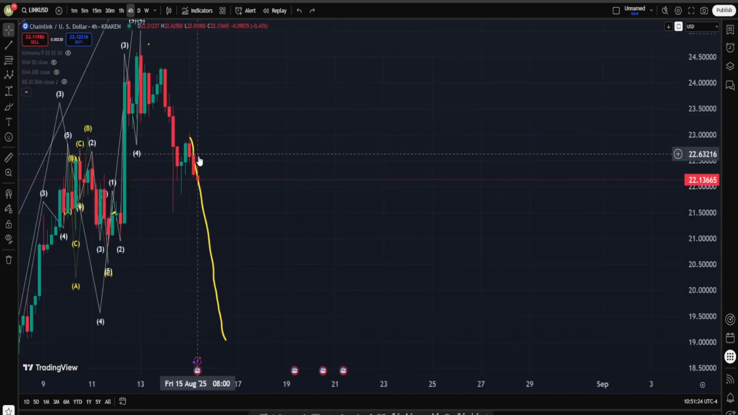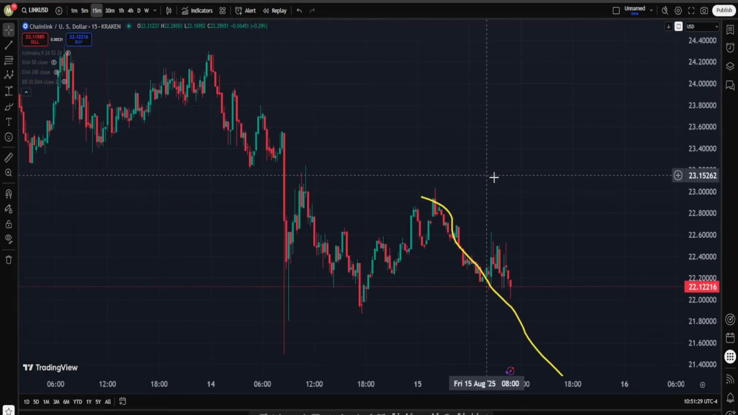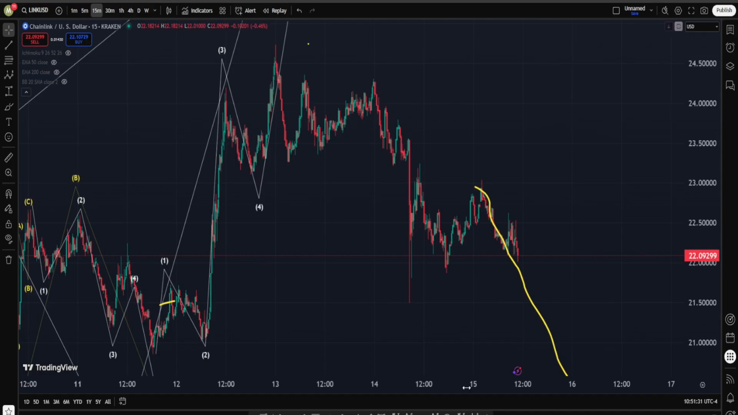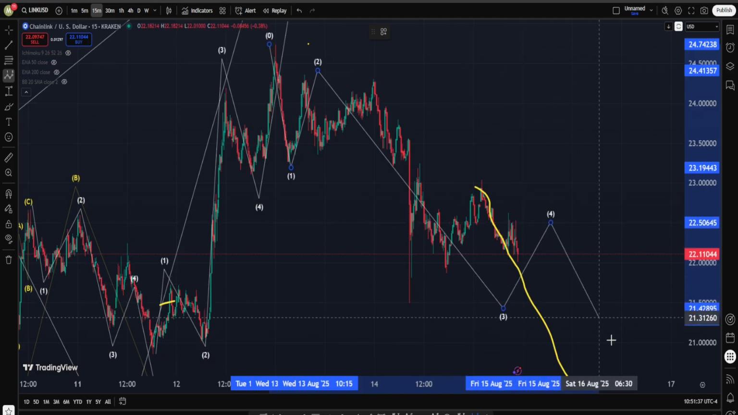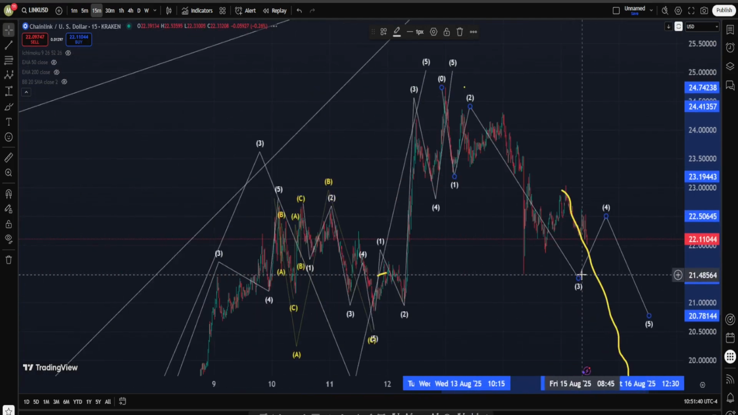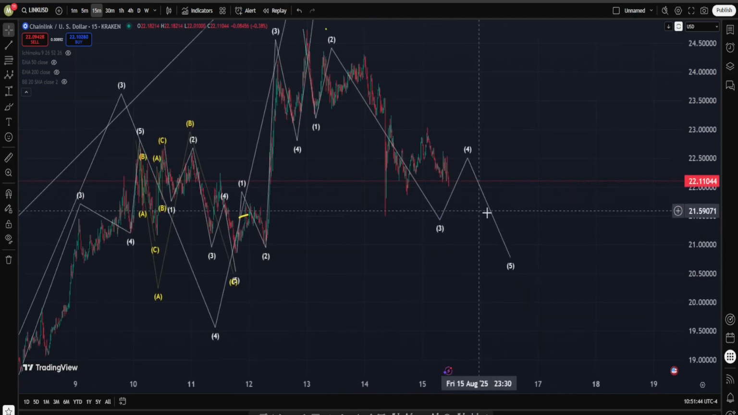Number two, if from the current point we get our move down, at that point, if I just go on 15-minute time frame, I'm thinking you might be able to argue, look, this is 1, this is 2, this is going to be wave 3, correction for 4, another move down into wave 5, meaning this is going to be the beginning of a new move down in Chainlink.